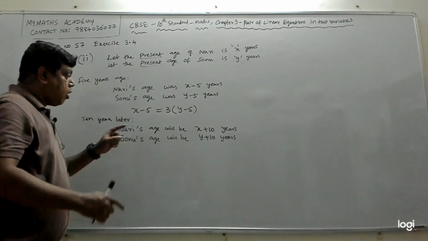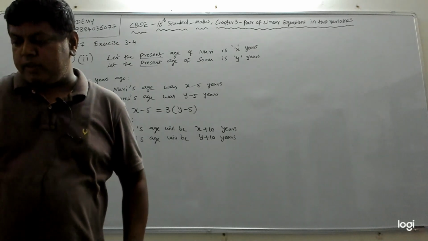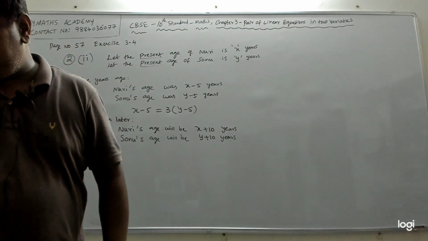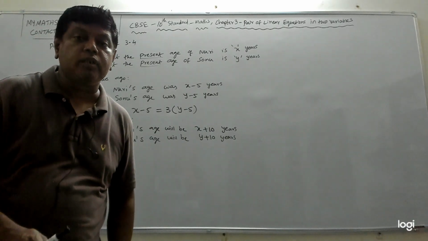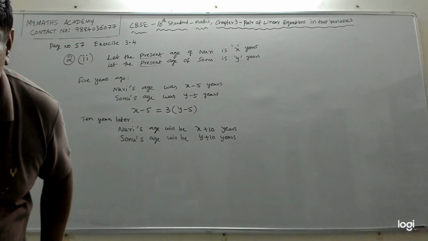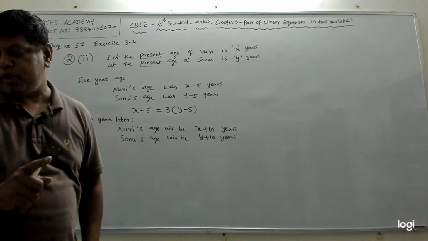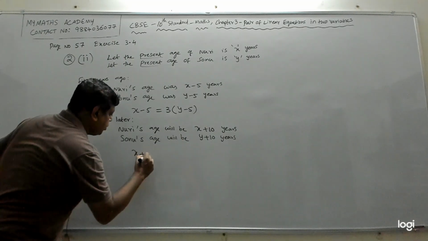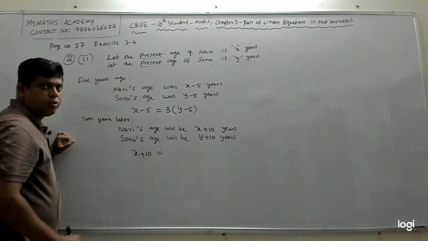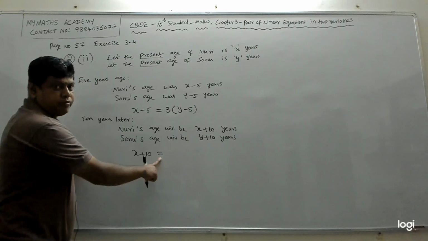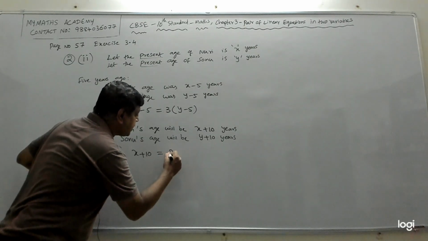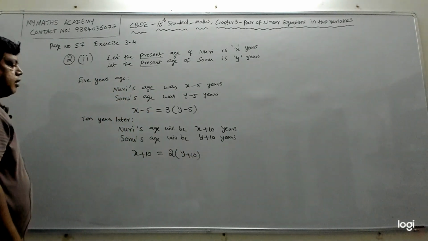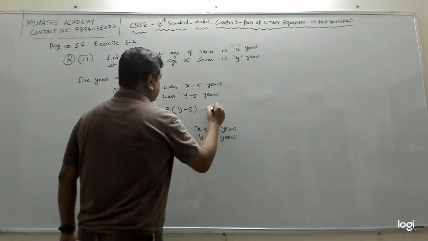Fine. Now let's read the statement after this. 10 years later, Noori will be twice as old as Sonu. So Noori, which is x plus 10, will be equal to twice Sonu's age, which is y plus 10. This is the first equation. This is the second equation.